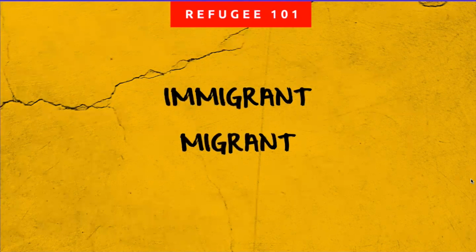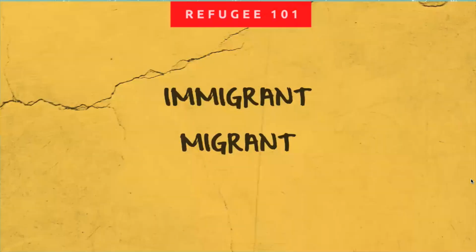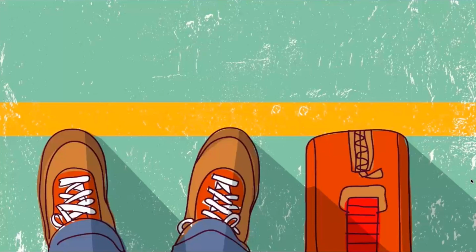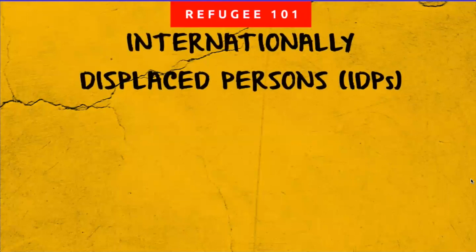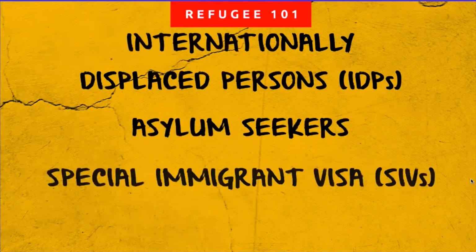or economic gain. Others are forced to relocate as a means of survival, often leaving behind homes, possessions, loved ones, and personal histories as they make their way into the unknown. These include internationally displaced persons, or IDPs, asylum seekers, special immigrant visa holders, or SIVs, and refugees.